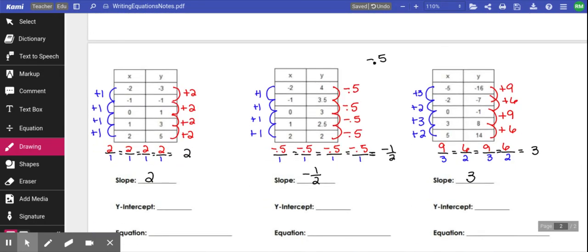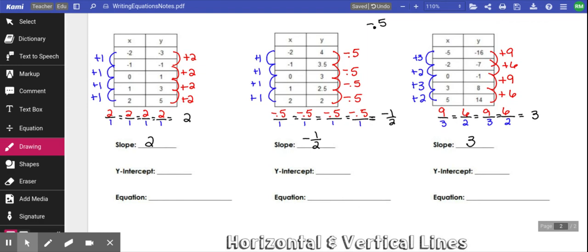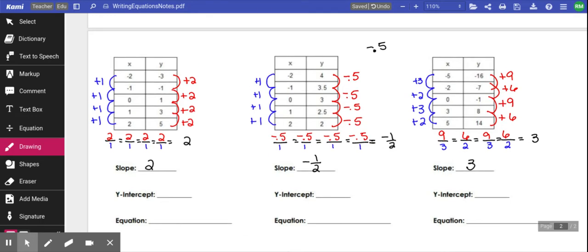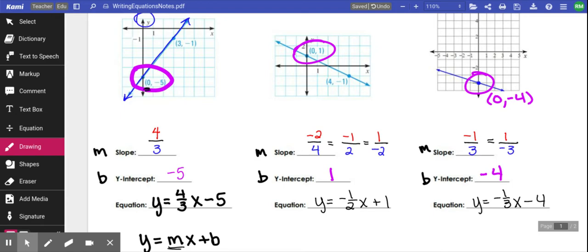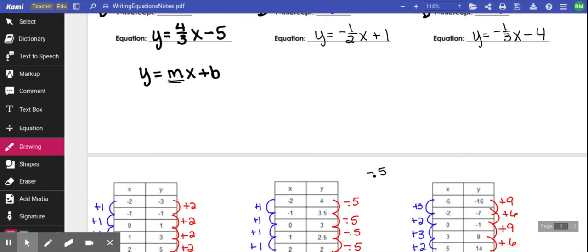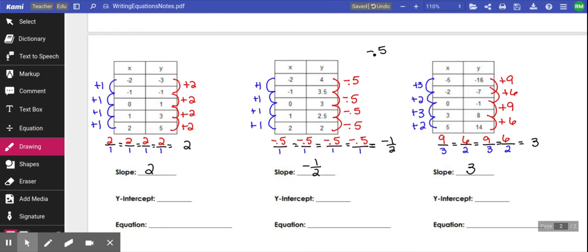Okay. Moving on. So how are we going to figure out what our y-intercept is if we don't have a graph? If we don't have a graph, remember we're looking for the point where the x value is 0. So if we're looking over here, where is the x 0? Well, that's 0 and 1. So that point right there is the y-intercept. So our y-intercept here is 1.